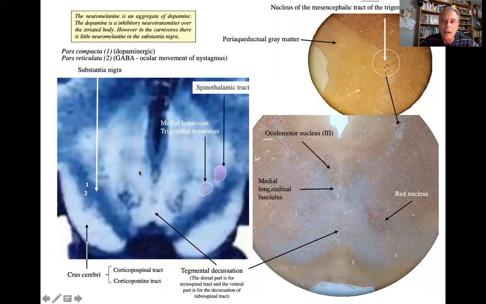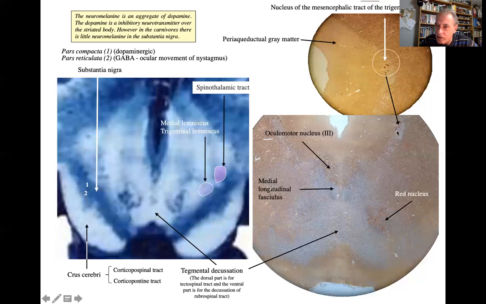Okay, again in the mesencephalon. First, in this image here, you see that lateral to the periaqueductal gray matter, we have a nucleus. This is the nucleus of the mesencephalic tract of the trigeminal nerve. We'll talk about this nucleus later on, in particular. Nucleus of the mesencephalic tract of the trigeminal nerve, right? It is for proprioception, from the mandibular nerve.